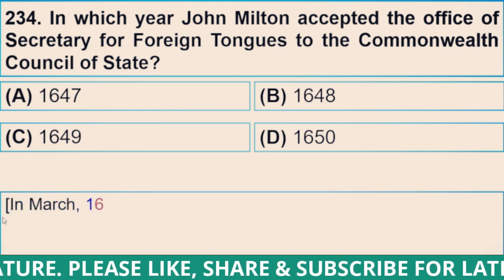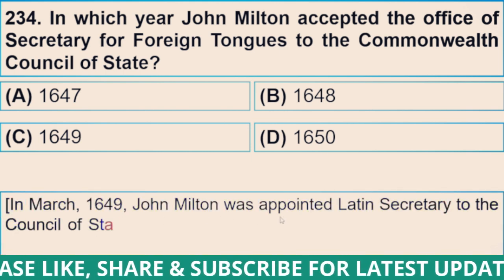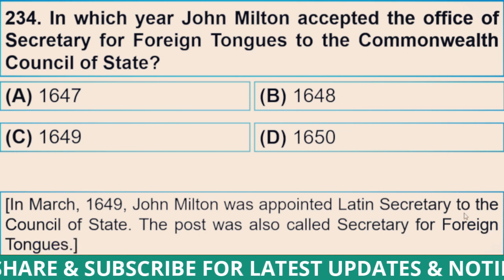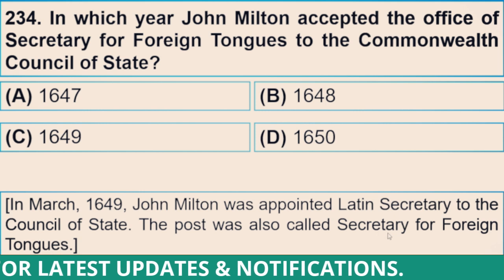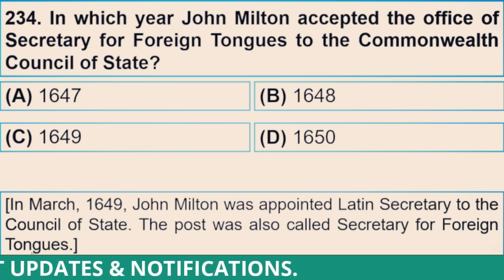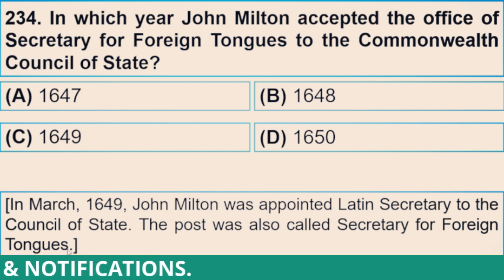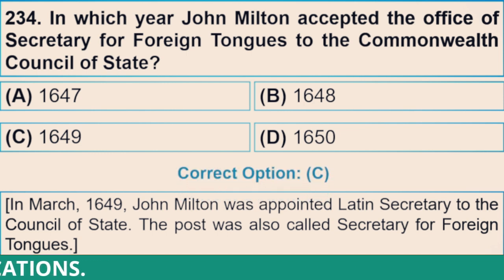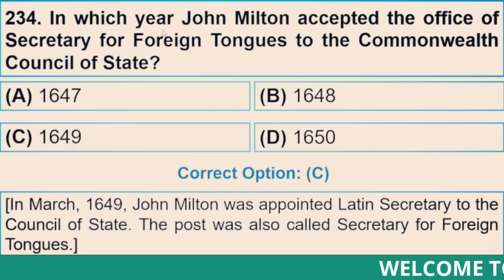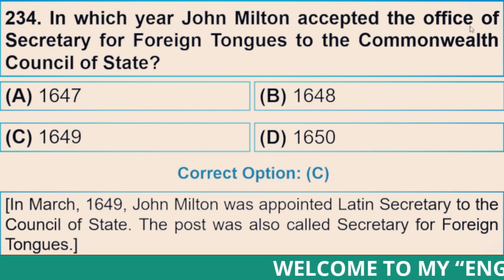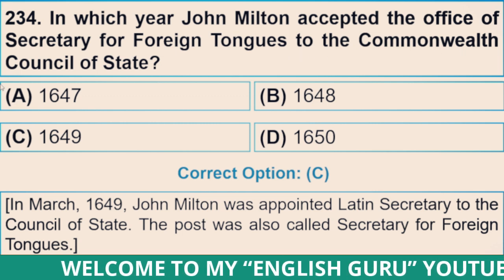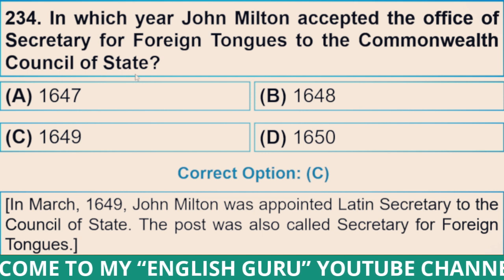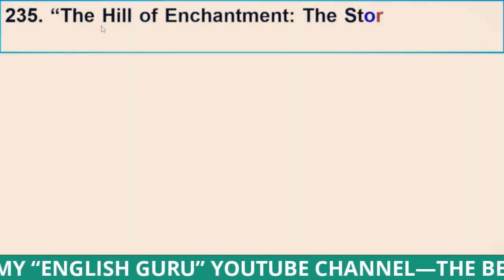In March 1649, John Milton was appointed Latin Secretary to the Council of State. The post was also called Secretary for Foreign Tongues. Here the correct option is C, 1649. In 1649, John Milton accepted the office of Secretary for Foreign Tongues to the Commonwealth Council of State. Alright, now let's see the next question.